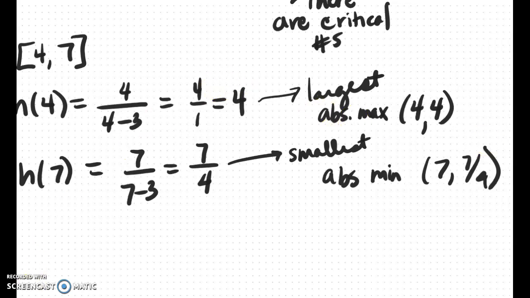And then if you were to take a look at the graph of h of t and look at only the interval from 4 to 7, you would see that these 2 points agree. This would be your absolute maximum in that interval, and this would be your absolute minimum.